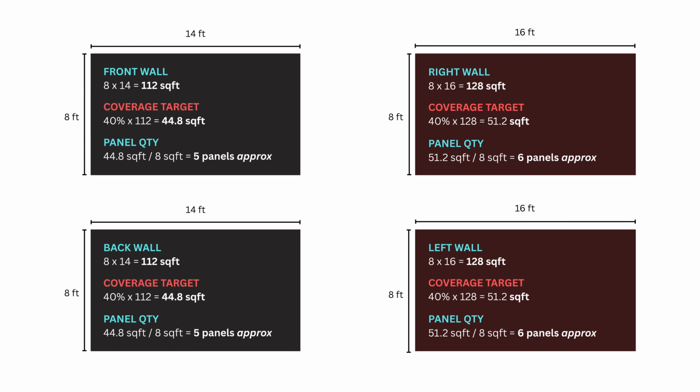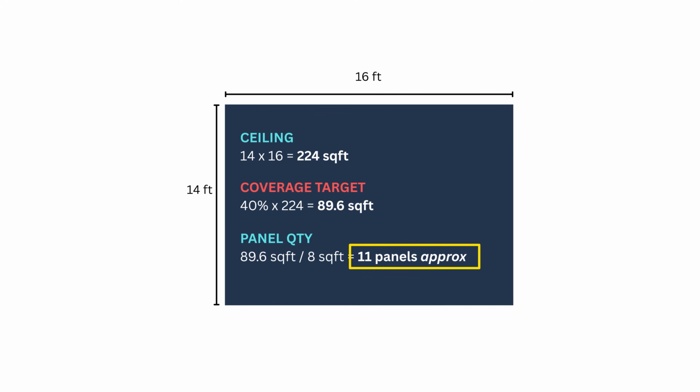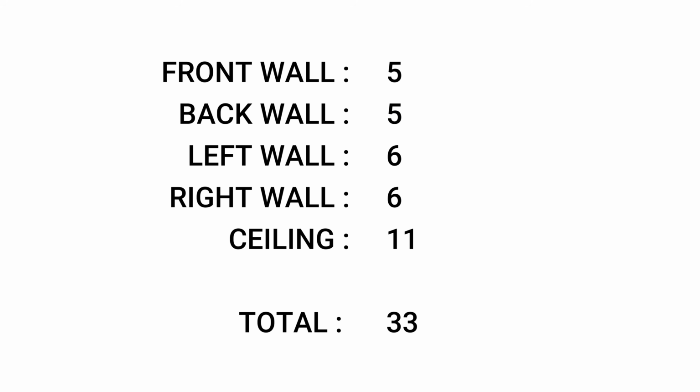Based on Zack's room, that breaks down to roughly 6 panels on the left wall, 6 on the right wall, about 5 on the front wall, 5 on the back wall, and around 11 on the ceiling, for a total of approximately 33 panels to treat the entire room.